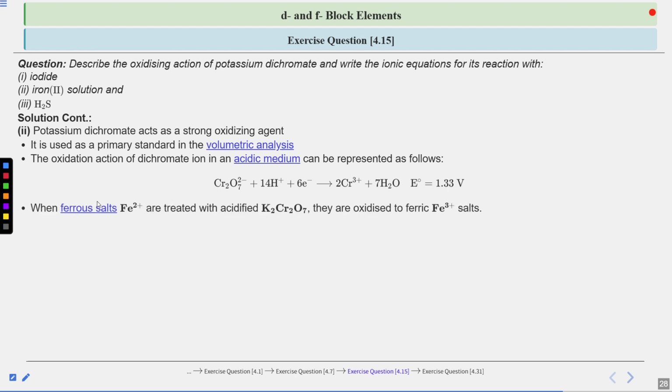Now, when ferrous salts, that is Fe2+, are treated with acidified potassium dichromate, they are oxidized to the ferric salt, that is Fe3+. So the dichromate is going to oxidize Fe2+ to Fe3+. The acidified dichromate reacts with the ferrous salt Fe2+, and we get chromium ion plus 7 molecules of water and the ferric salt Fe3+. So Fe2+ to Fe3+.